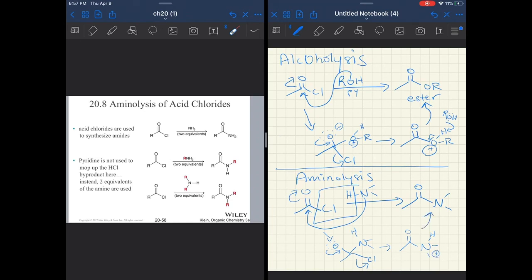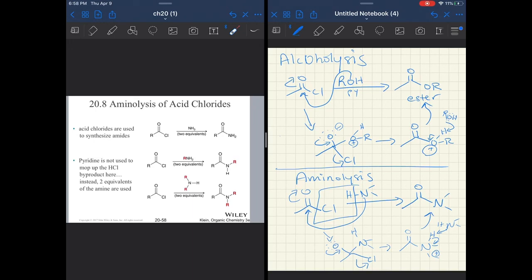And there's no reason to bring in pyridine. That's why there's 2 equivalents here. The amine itself is a base, and it can neutralize that acid. It can act as a base all by itself. So you'll often see 2 equivalents here. That's all that means. It doesn't add twice. It's just there. One equivalent to substitute, the second equivalent to pick up protons.